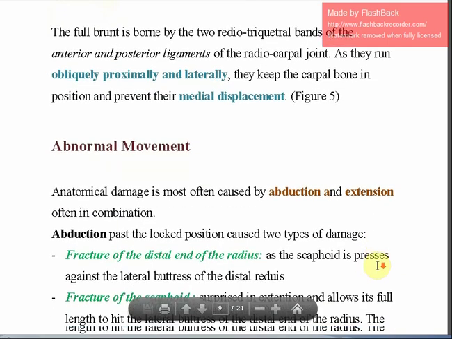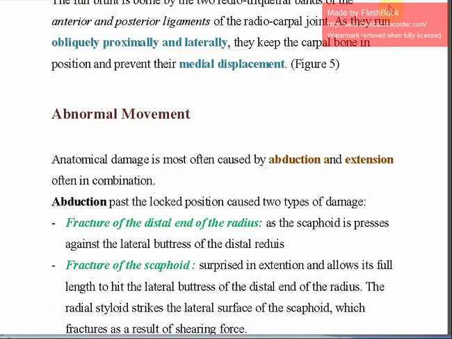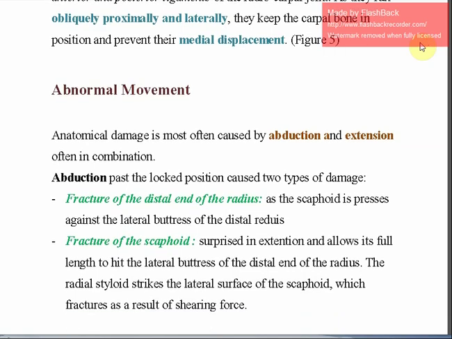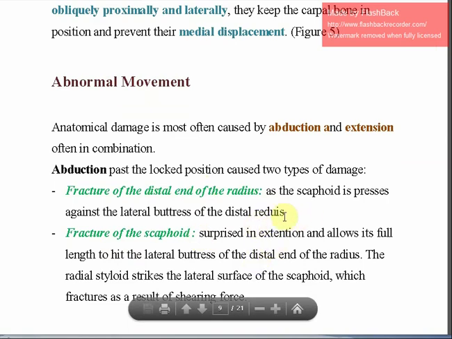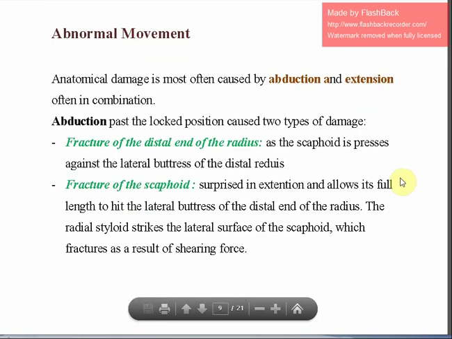Now, what are some of the abnormal movements? Some anatomical damage is most often caused by abduction and extension, and often in combination. Abduction past the locked position causes two types of damage. First is fracture of the distal end of the radius, and fracture of the scaphoid. The scaphoid is pressed against the lateral buttress of the distal radius, that is, the fracture of the distal end of the radius takes place. And sometimes the radial styloid strikes the lateral surface of the scaphoid, which fractures as a result of the shearing forces.